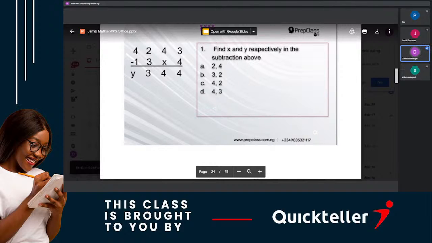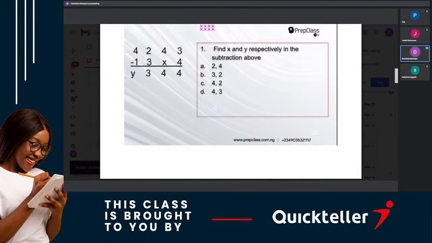Why is the 1 changing to 5? It is not normal subtraction. When you borrow 1 from the 4 here, it will remain 3 normally. But when the 1 gets to the other side, because the work is in base 5, it will change to the base you are working in. So it will change to 5. 5 plus 3 makes 8, and 8 minus 4 will give you 4. Can you see that? So this is a work in base 5.